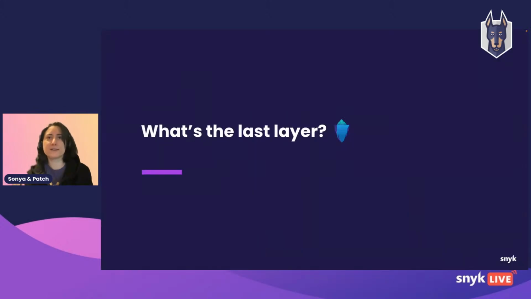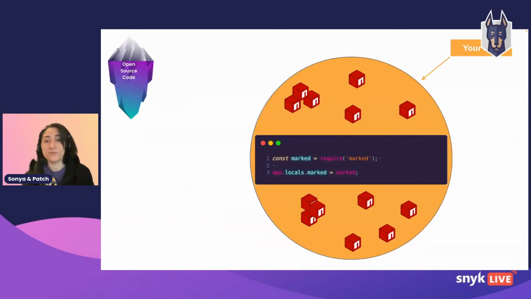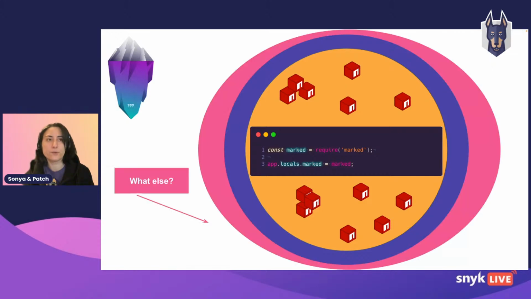So what's the last layer? Because we've seen a few layers. We had the first layer, which is the application code, which is our proprietary code, then the open source code layer. Then we containerized our applications with the containers layer. So what else could we find?